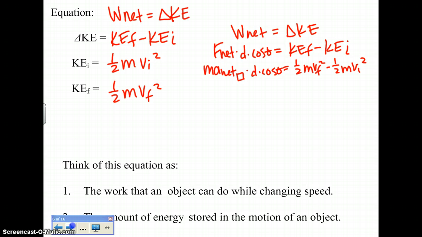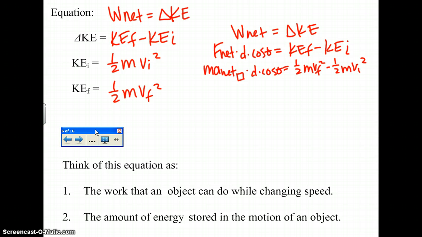So think of this equation as the work that an object can do while changing speeds. Because if its speed was constant, then your kinetic energy would be 0, because your initial velocity would be 0. Therefore, KEi would get cancelled out. Okay, cool. So then number 2 says the amount of energy stored in the motion of an object.